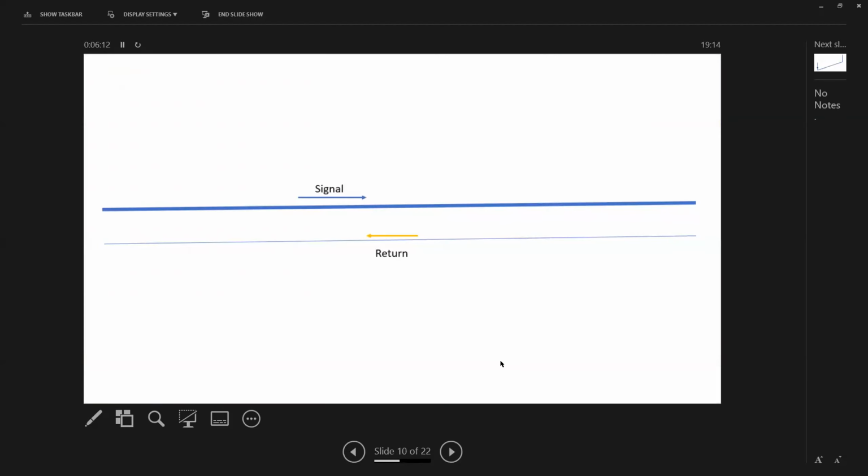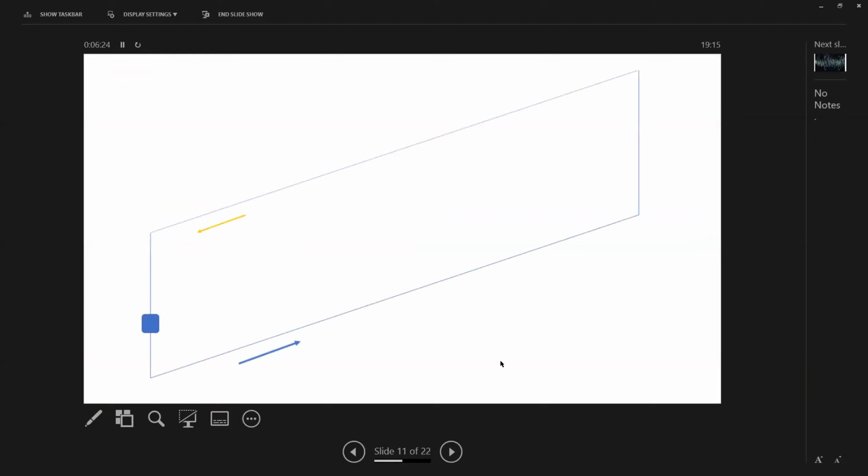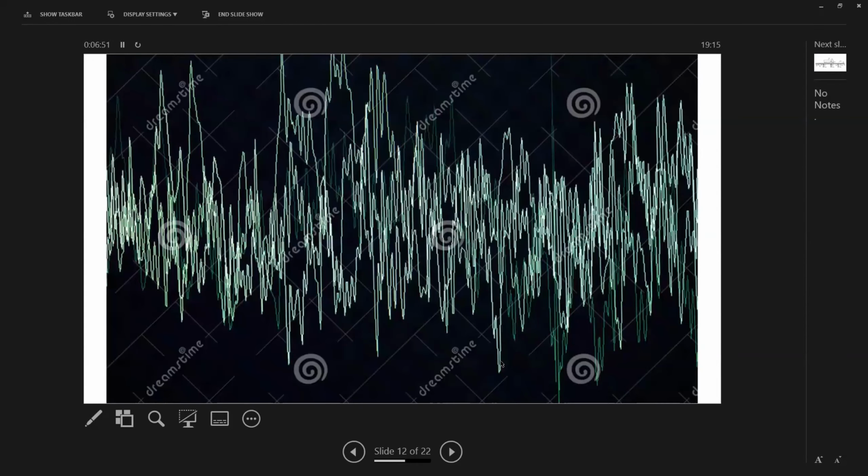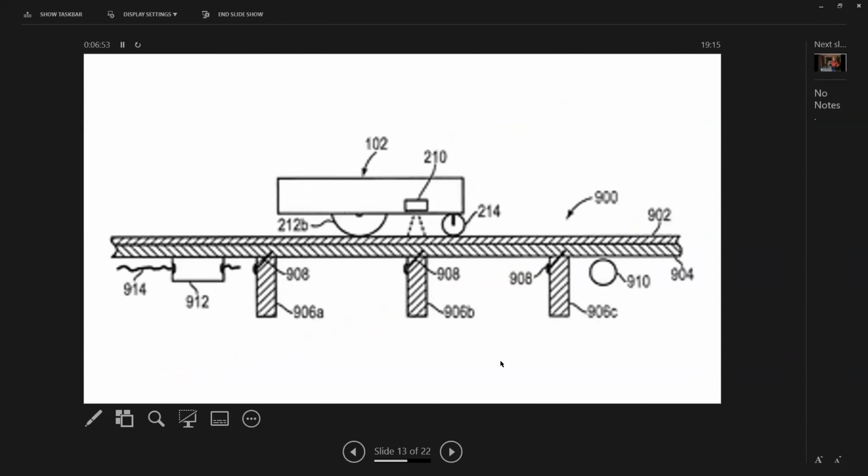Now, we all know that a signal goes down and a signal returns, and that, of course, is the principle for most electronics. But if you decide that you're going to do signal down and then a signal back by making a very, very large loop, then you may have created something different than a simple return. You may have created a big antenna, and that's actually what happened in this particular case.